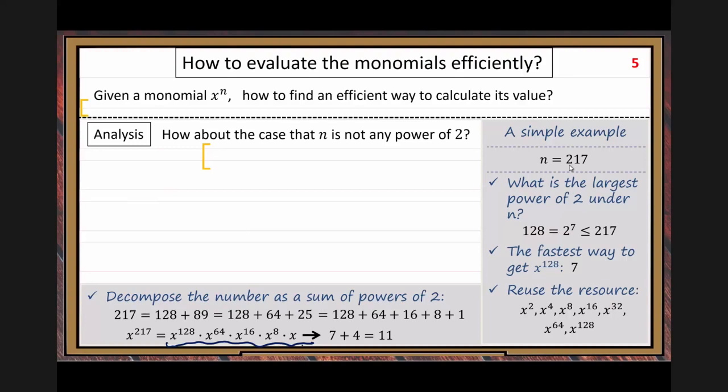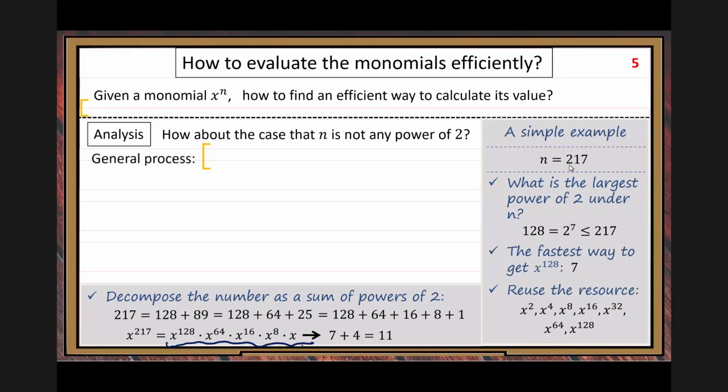That's the repeated squaring technique. That's the way we reuse our resource repeatedly, as much as we can. That's the idea. Try to get this idea, and try to generalize it: reuse your resource. This general idea, later you can use it to solve many other questions.